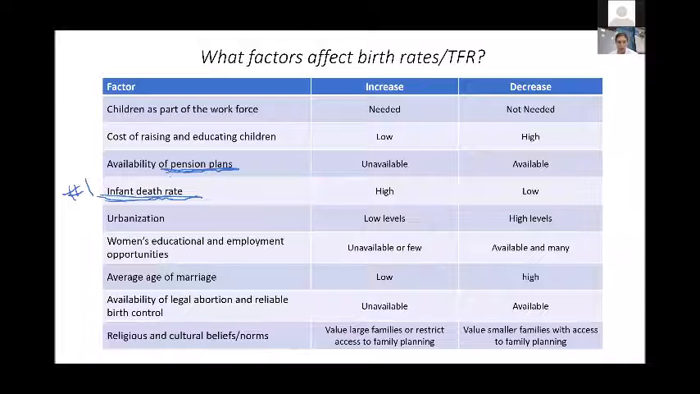Also to consider cultural and societal and religious beliefs and norms. Some cultures and religions value large families, or they may restrict access to family planning. That tends to increase birth rates. If the cultural norms value smaller families, or if there's wide access to family planning with no restrictions, then people tend to have less children.